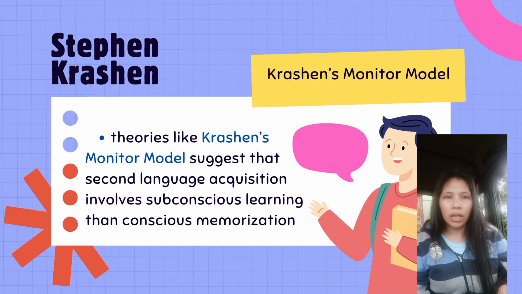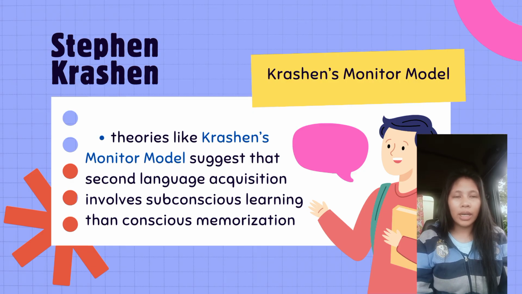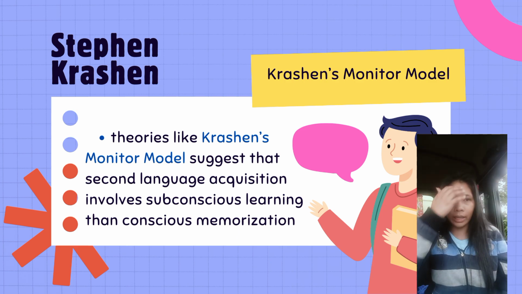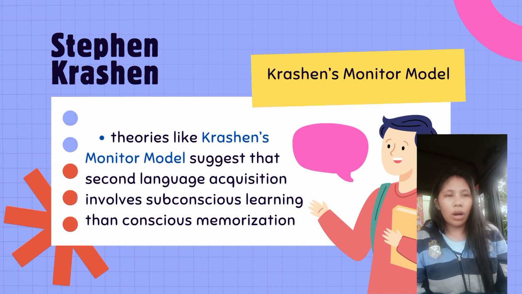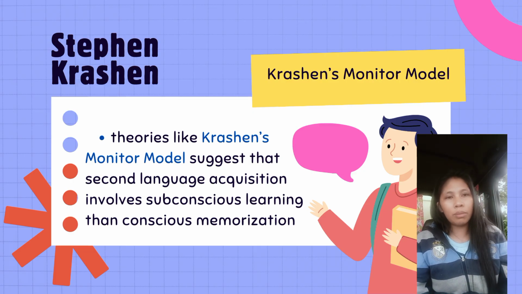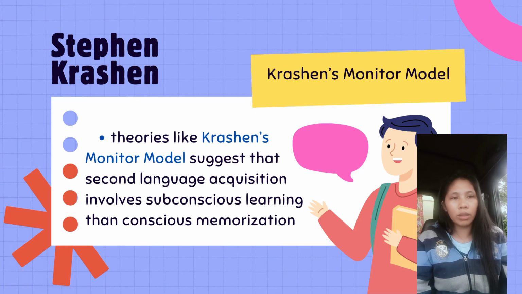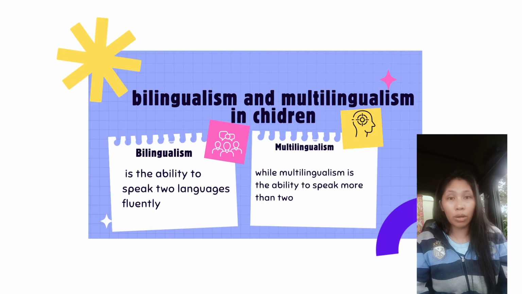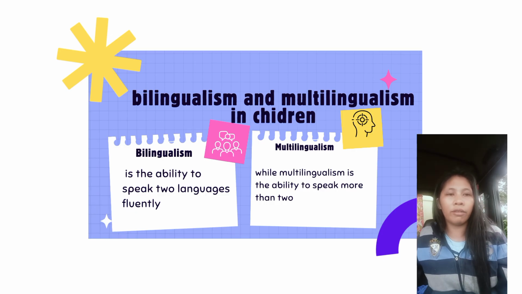Now let's move on to bilingualism. It is the ability to speak two languages fluently or the habitual use of two languages. It involves proficiency in two languages, with individuals understanding and producing both on a regular basis, while multilingualism is the ability to speak more than two. Children can acquire multiple languages simultaneously or sequentially, okay?